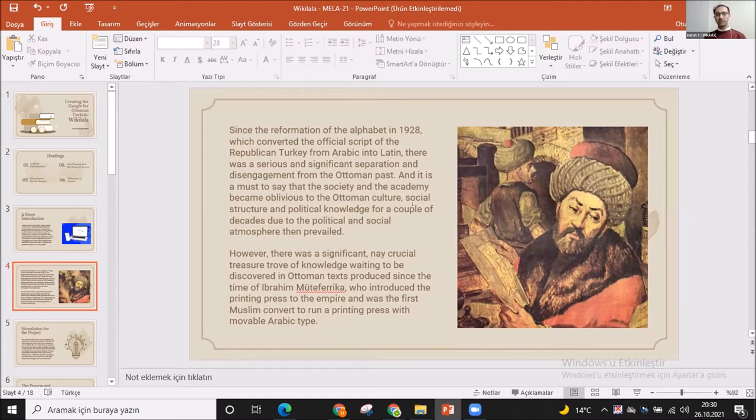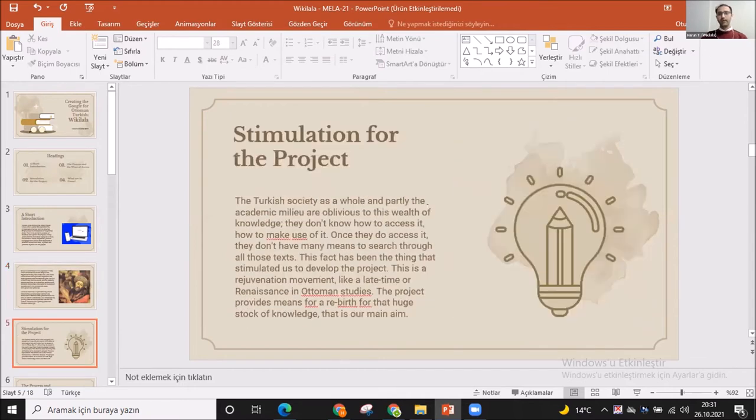However, there was a significant, crucial trove of knowledge waiting to be discovered in Ottoman texts. I have counted just a few minutes ago, produced since the time of Ibrahim Müteferrika, who introduced the printing press to the empire and was the first Muslim convert to run a printing press with movable Arabic types. And what is the stimulation? Why did we do this?